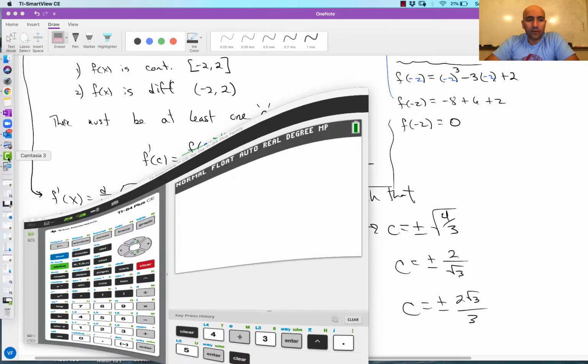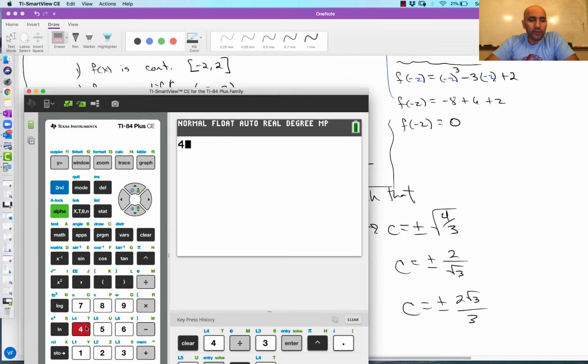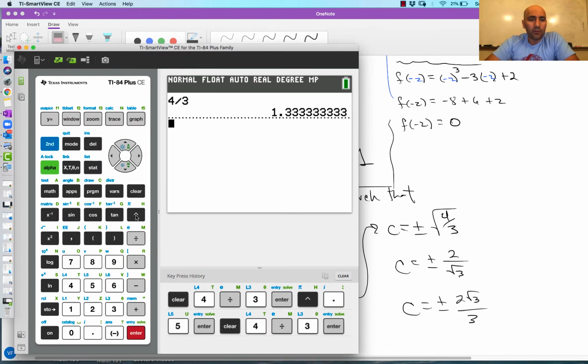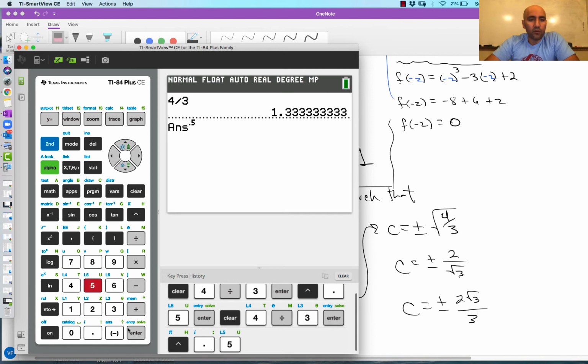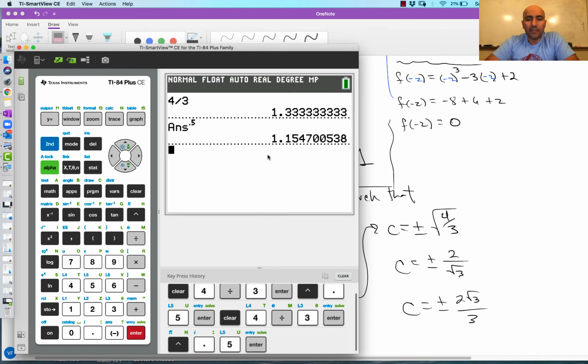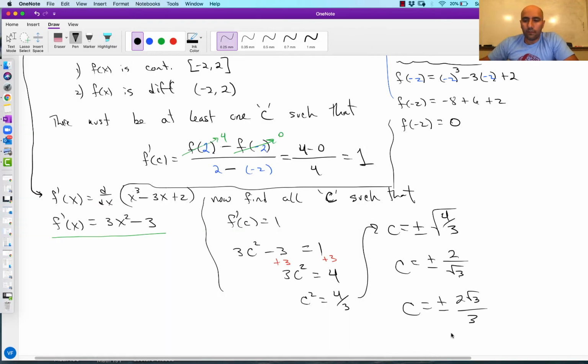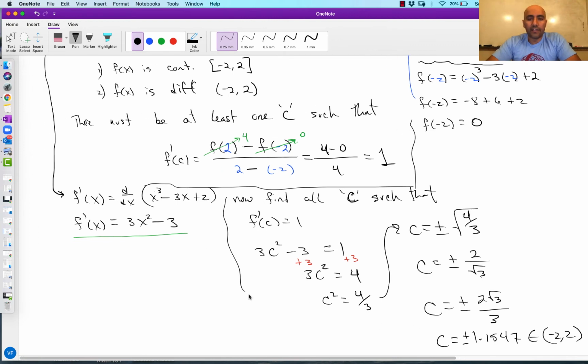So let's get our calculator. It's 4 divided by 3, enter, and then we want to raise that to the 0.5 power, and so it's plus or minus this 1.1547. Okay, so there are 2 points, and note that both of them are in the interval between negative 2 and 2, so they're both going to be valid. So by the mean value theorem, we found 2 points that satisfy the mean value theorem.